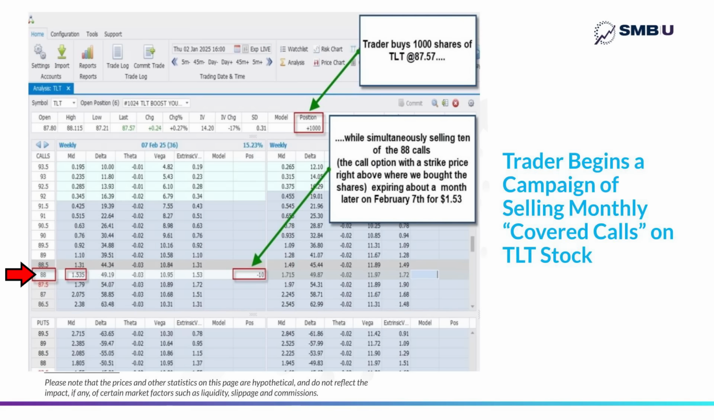So that if the stock closes above the strike price of that call, which is 88 in this case, then we'll have the shares in our account to fulfill that obligation. And so when we buy shares of stock and sell calls against those shares, we are entering into what options traders refer to as a covered call, which is a powerful option strategy for increasing the returns from your equity portfolio.